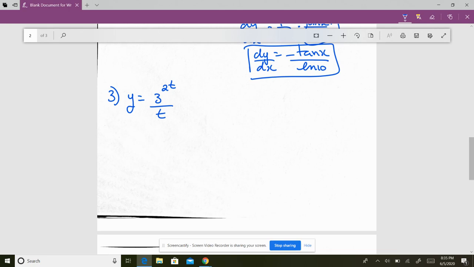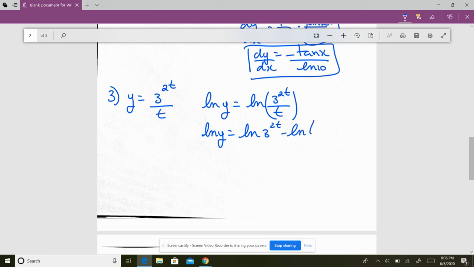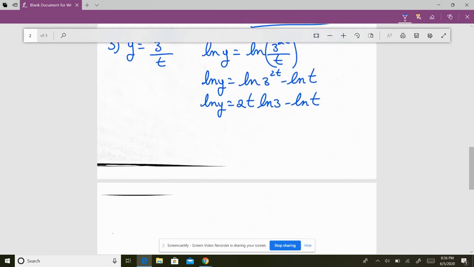But if you remember your log rules, logging things helps, and we always natural log. So if I natural log both sides, I get this, which then allows me to break up this side. We're dividing, so I can subtract them, and I can drop 2t down, so I get natural log of y is equal to 2t natural log of 3 minus natural log of t. Then I derive it at this point.